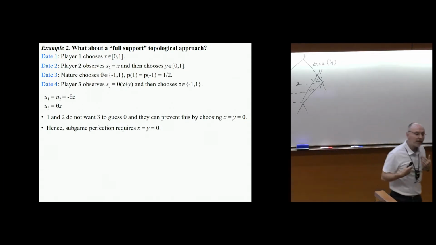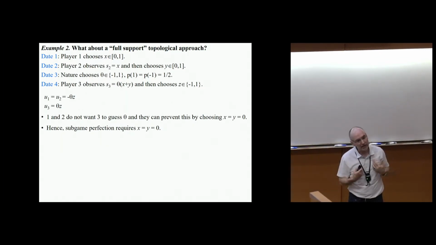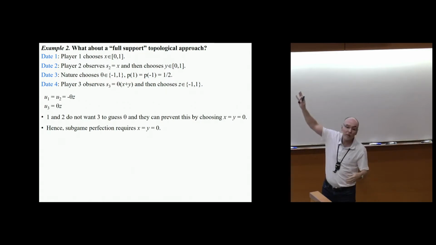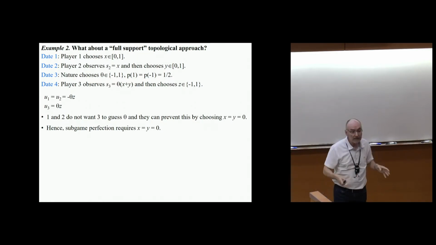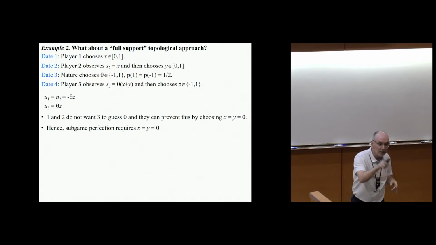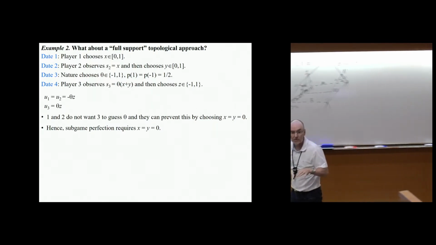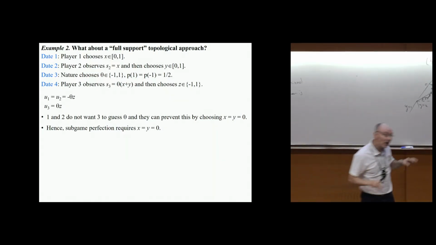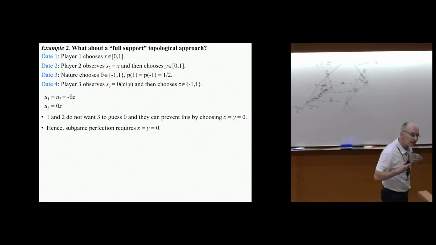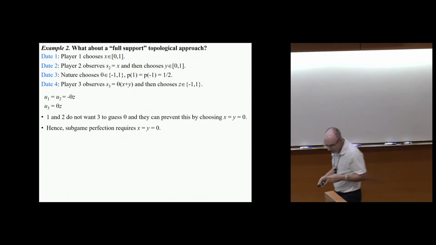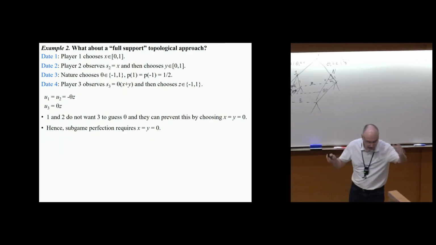Because you observe my choice, I choose x first, you then observe my x, and you choose y. If I choose a positive number, there's nothing you can do. This is going to be positive, and we're in trouble. But if I choose x equals 0, then you, player 2, know that if you choose y equals 0, we've succeeded in preventing player 3 from discerning the state, and that's good for us. So in any subgame perfect equilibria, x equals y equals 0. And we get an expected payoff of 0, which is the best we can do.